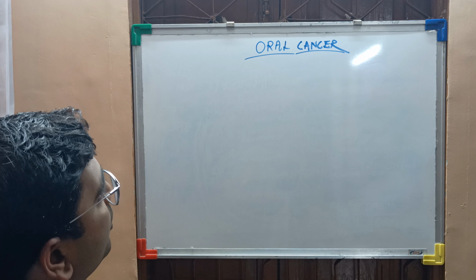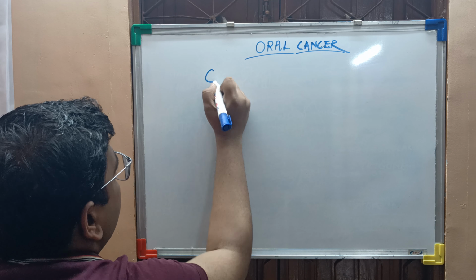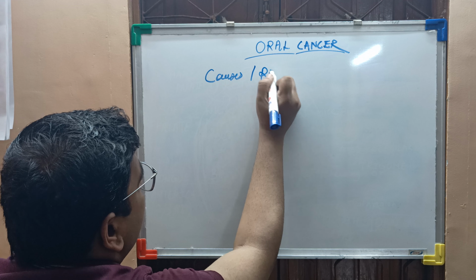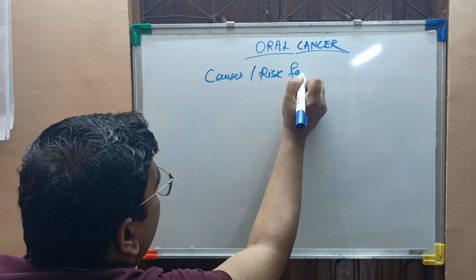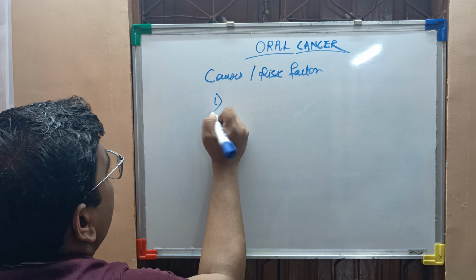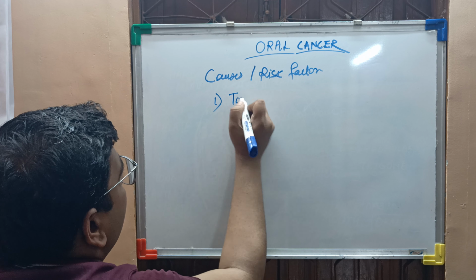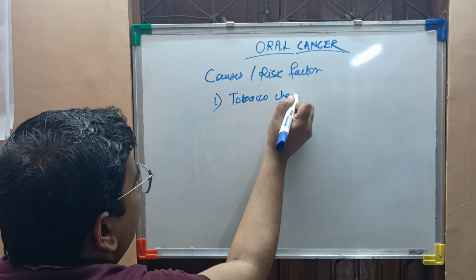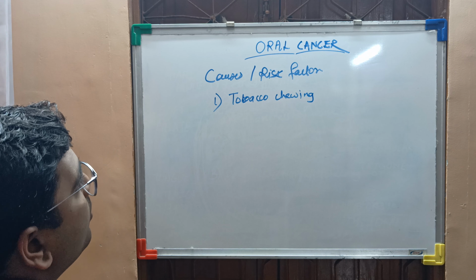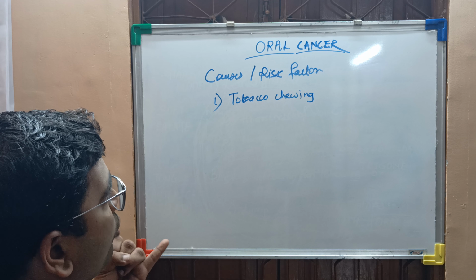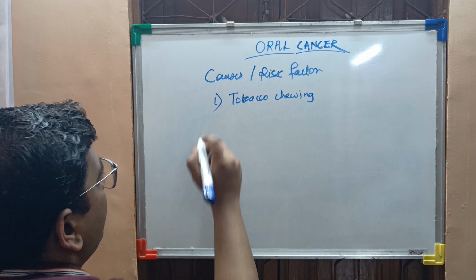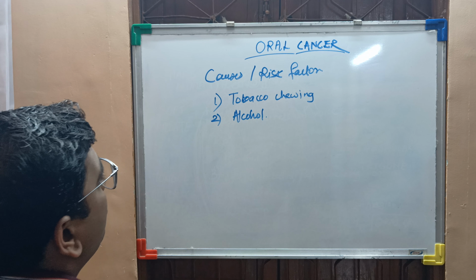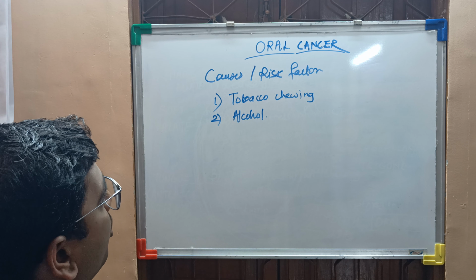Now we will focus on the causes and risk factors of oral cancer. The first one is tobacco chewing. In that, cigarette smoking and the use of cigars and pipes can be included. The second one is alcohol, use of alcohol for a long time.